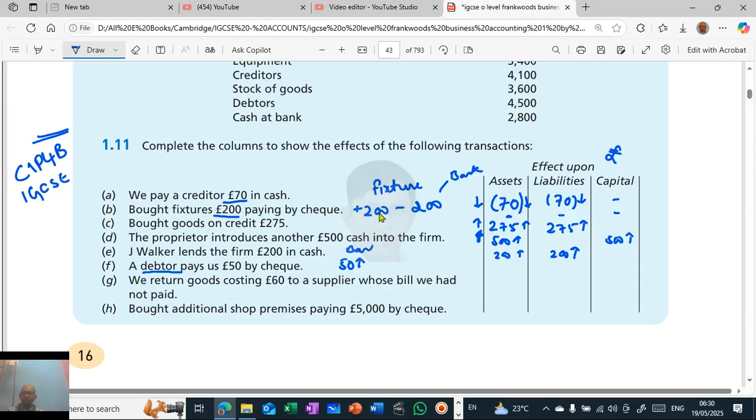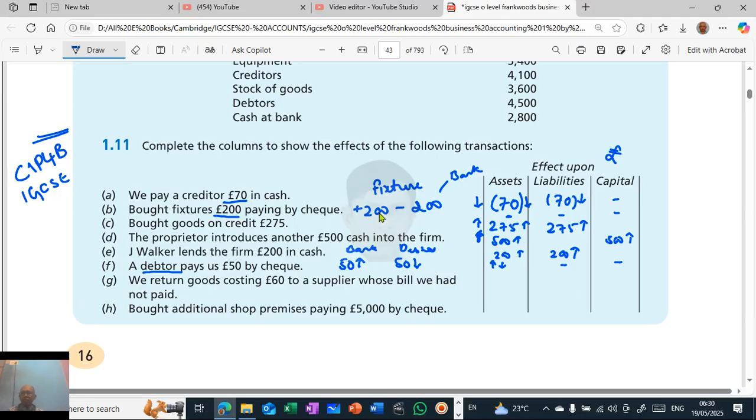And what will happen? Debtor pays off. He had to pay us, so his account will come down. That is also debtor. So both are assets. One asset is increasing, the other asset is decreasing. So the net effect is nil.